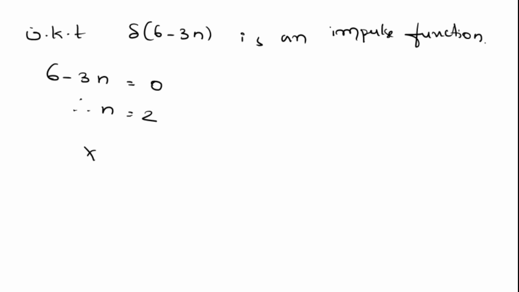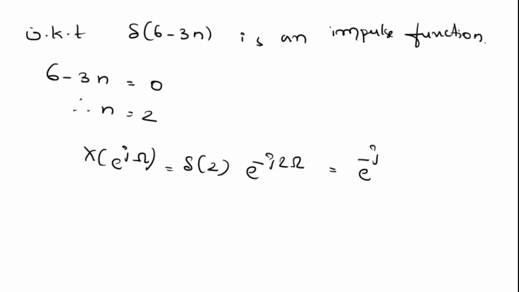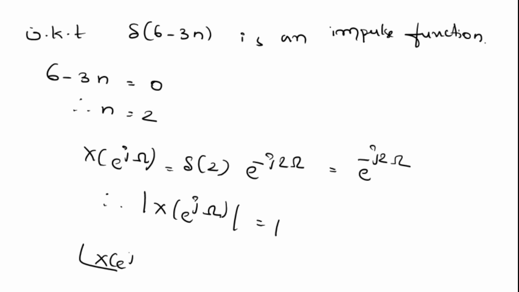Then X of e power j omega is equal to delta of 2 into e power minus j2 omega, which is equal to e power minus j2 omega because delta of 2 is 1. Therefore, magnitude of X of e power j omega is equal to 1 and angle of X of e power j omega is equal to minus 2 omega.